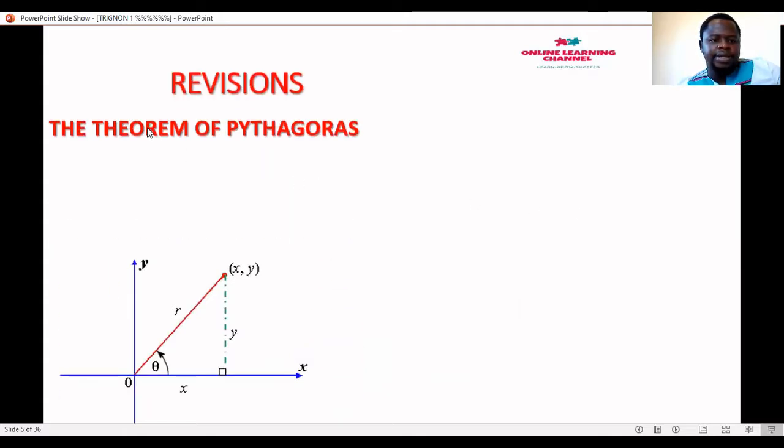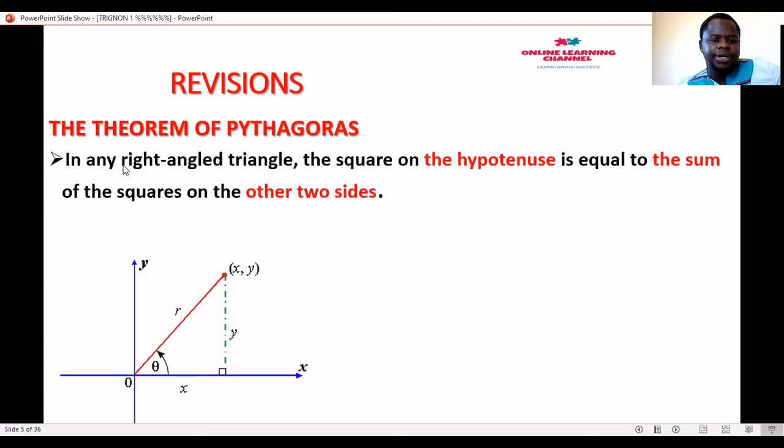So let's look at the theorem of Pythagoras. In any right-angled triangle, the square of the hypotenuse side is equal to the sum of the squares of the other two sides. In other words, r squared is equal to x squared plus y squared. This is your r, you square your hypotenuse, and then you add your adjacent x and your opposite y.